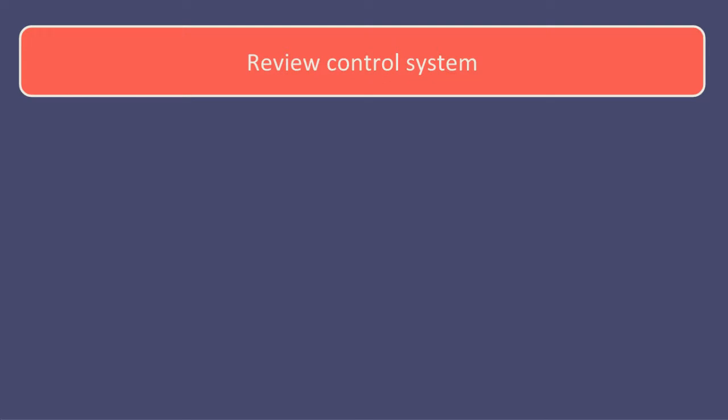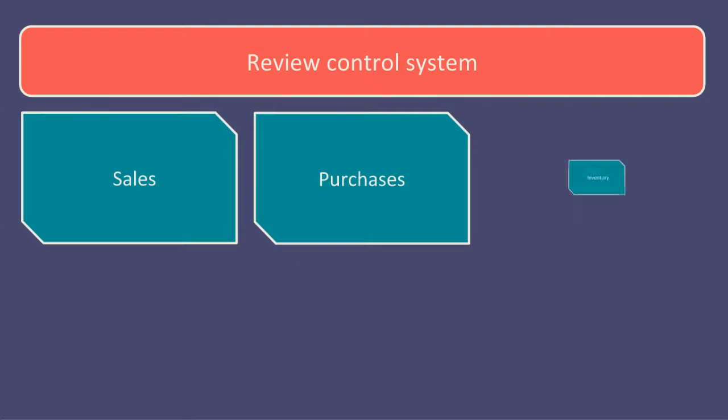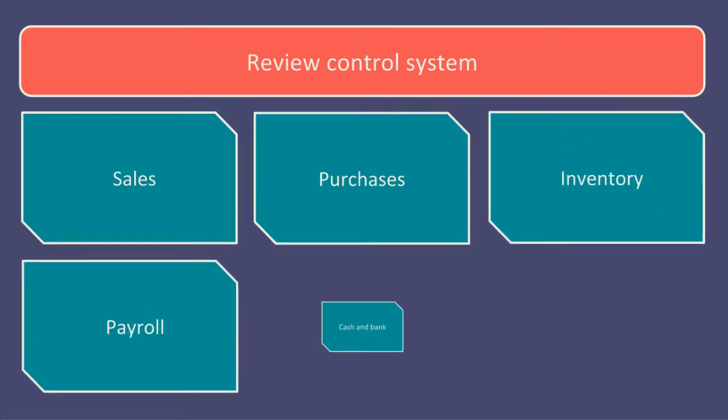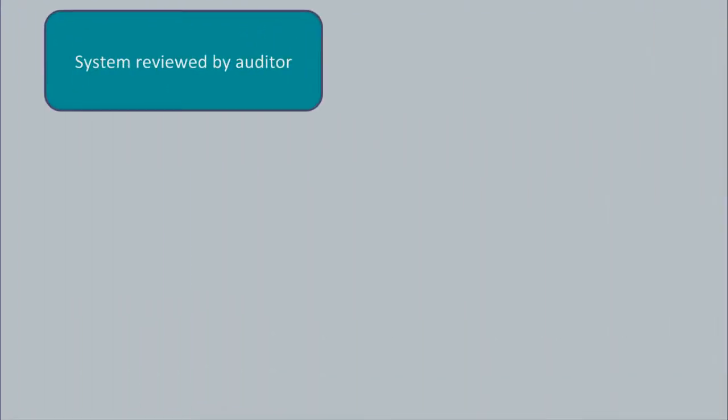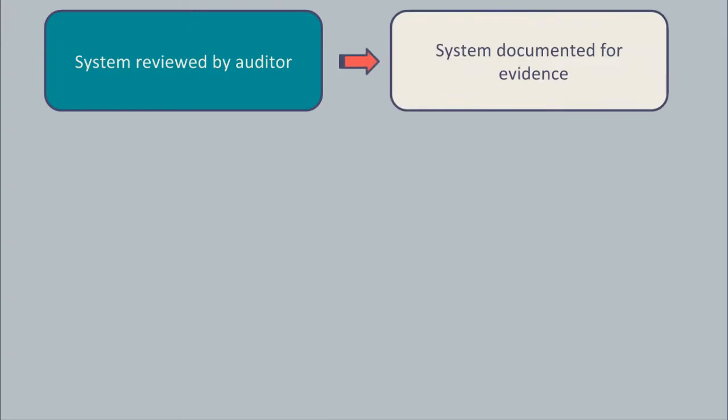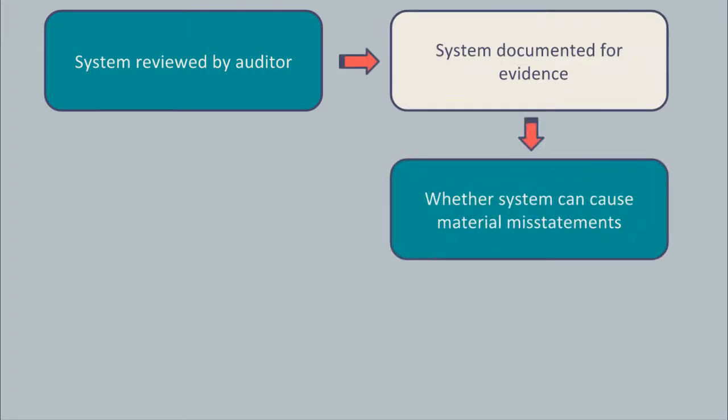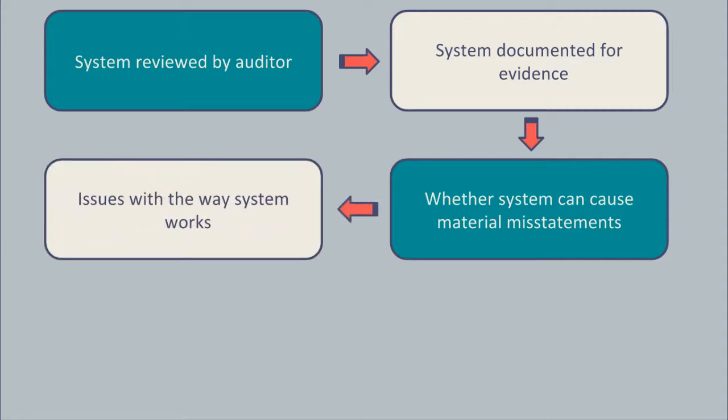When performing the audit work, auditors must review the control systems that relate to the financial statements. These can include the following systems: sales, purchases, inventory, payroll, cash and bank, and non-current assets. Each system must be reviewed and understood by the auditor. They then document the system for their own evidence and begin the task of deciding whether the system could cause potential material misstatements. As they are performing this work and testing the systems, they will identify if there are any issues with the way the system operates.